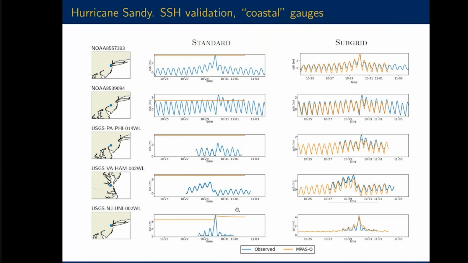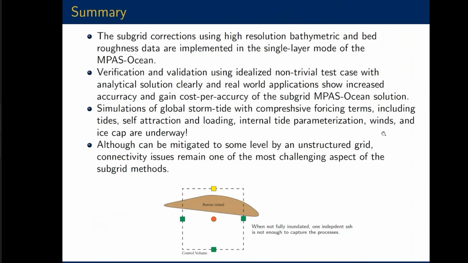I forgot to mention that the blue is the observation and red is the MPAS, and the plot on the right is the standard MPAS, and the plot on the left is from subgrid. So we are pretty happy with what we see from the subgrid results, and now we are working on including more comprehensive forcing terms that include self attraction and loading and internal tide parameterization and the ice cap.